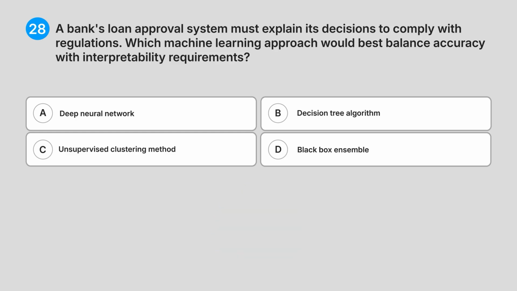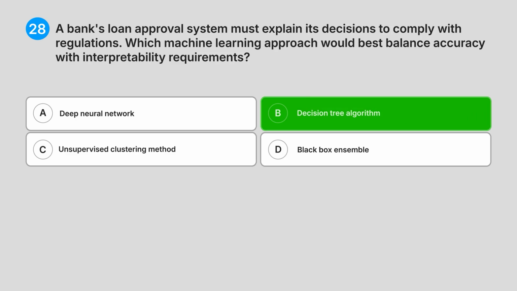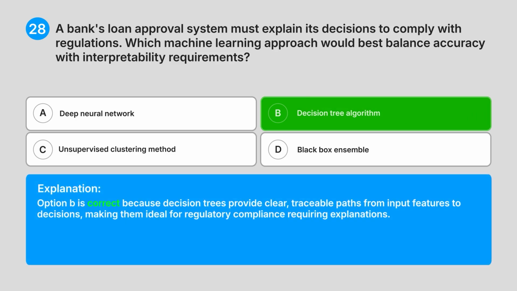Correct answer, B. Decision tree algorithm. Explanation. Option B is correct because decision trees provide clear, traceable paths from input features to decisions, making them ideal for regulatory compliance requiring explanations.